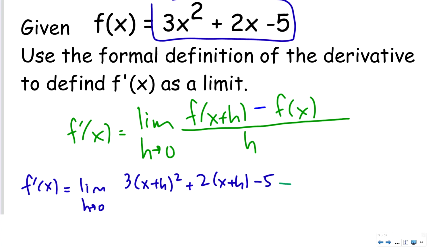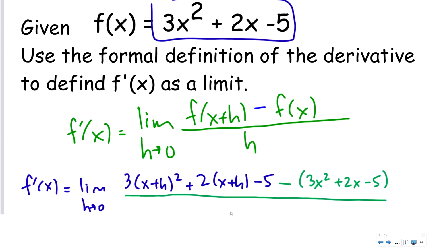And then what we want to do is copy this minus sign here, and then we're going to subtract f of x. But of course, f of x is this entire expression here on the top, and put this all over h. Okay, so I'm going to plug in 0 everywhere there's an h. So I put 0 here, and 0 here, and 0 here. I'll get 3x squared plus 2x minus 5 minus 3x squared plus 2x minus 5. So the top is 0 and the bottom is 0.